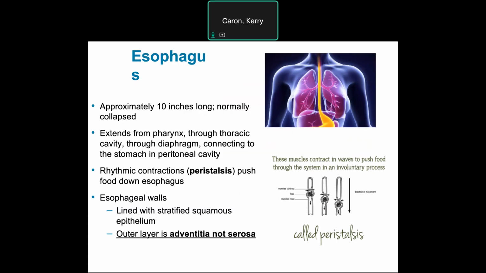So, okay, again about the esophagus walls, it's lined with stratified squamous epithelial. And this is kind of key that the outer layer is adventitia, not serosa. So most of the GI tract has a serosa membrane, not the esophagus. It's just adventitia.